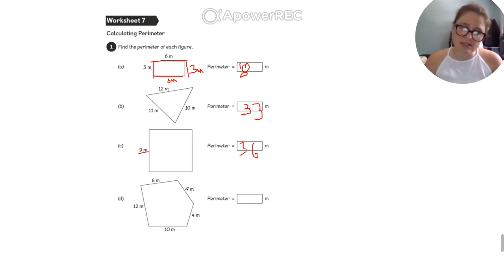Oh, I can see some number bonds here. So I think I'm going to go, 10 and 4 is 14. Add the 7, that gives me 21. And then 8 and 2, that makes 10, so 31, and then I've got another 10, so my answer is 41 meters.